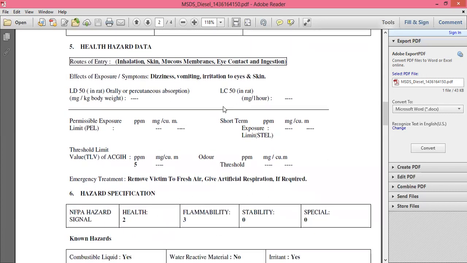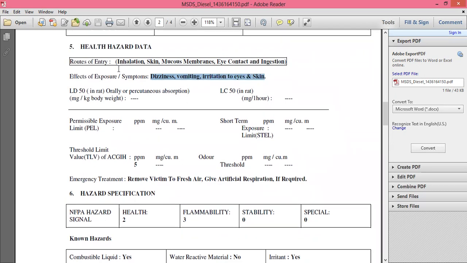Then the health hazards. This section we have to look at very carefully so that we know this in advance. Routes of entry of this cargo can be inhalation via breathing, that we can breathe in the vapors. It can come in contact with the skin, mucous membranes, and eyes. So it can get spilled and fall into the eyes, and ingestion can go into the digestive tract. Effect of exposure and symptoms, that it causes dizziness, vomiting, irritation to eyes and skin.